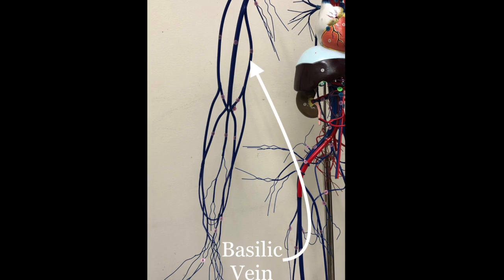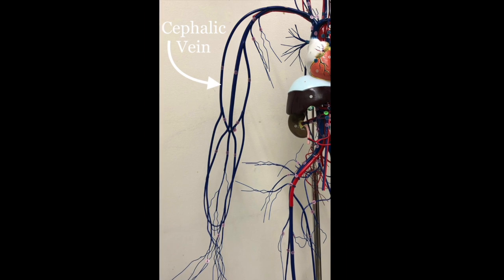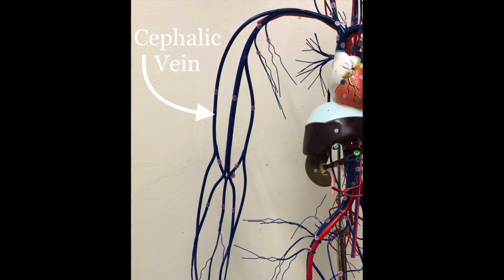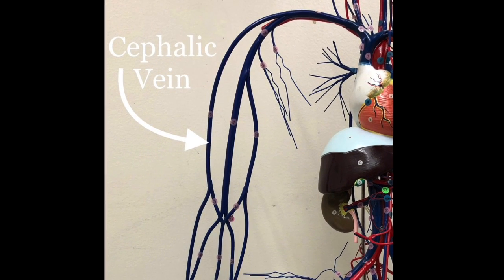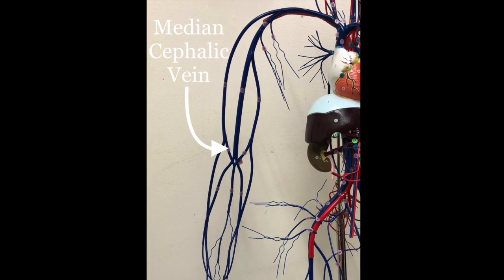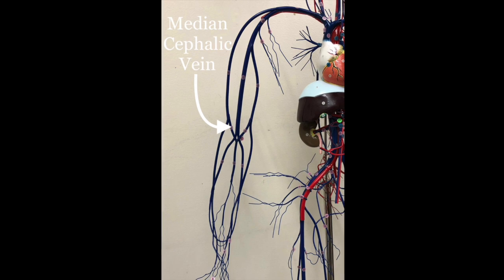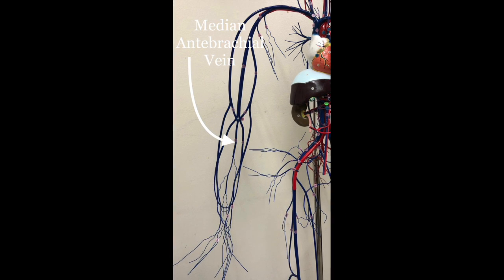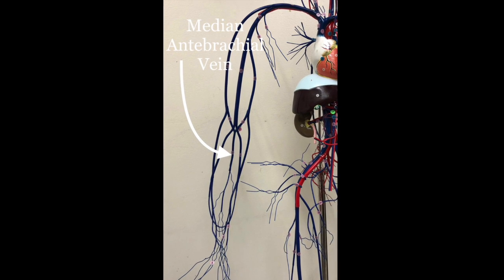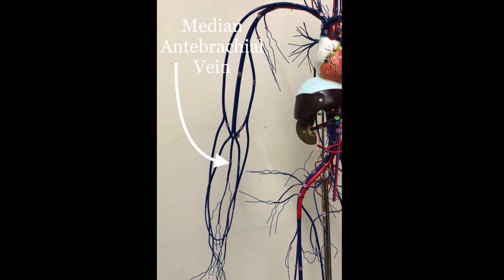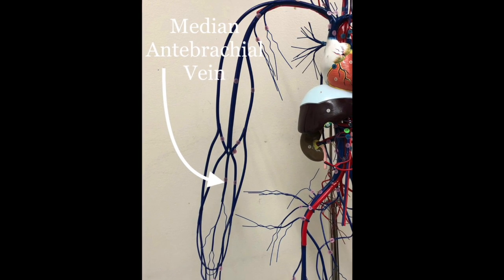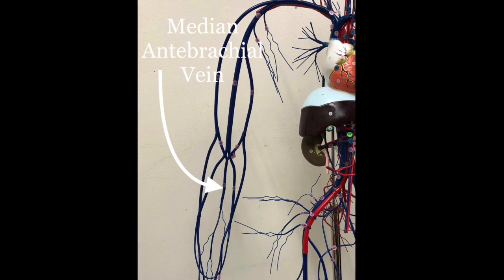The cephalic vein is a superficial lateral vein in the arm, and it communicates with the basilic vein via the median cephalic vein at the elbow. The median antebrachial vein is a superficial vein of the anterior forearm that drains the superficial structures of the forearm and wrist between the basilic and the cephalic veins.